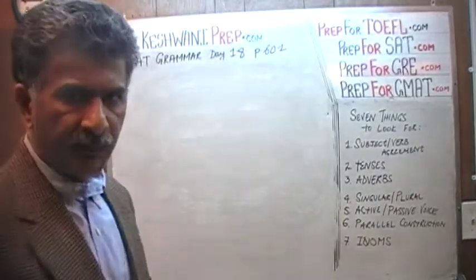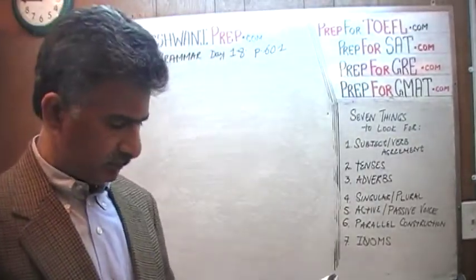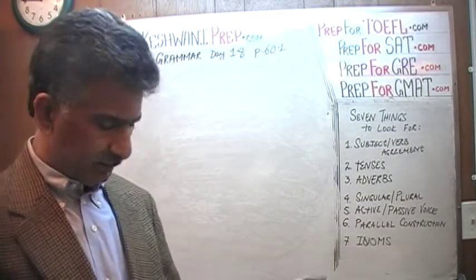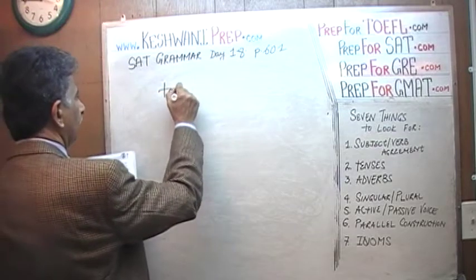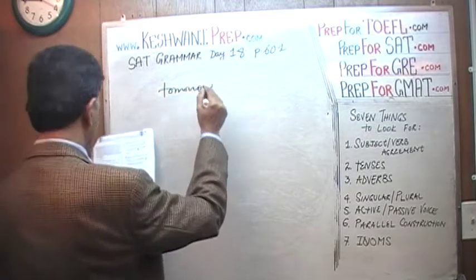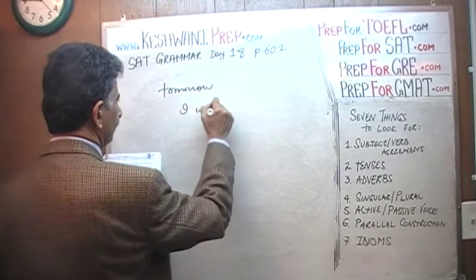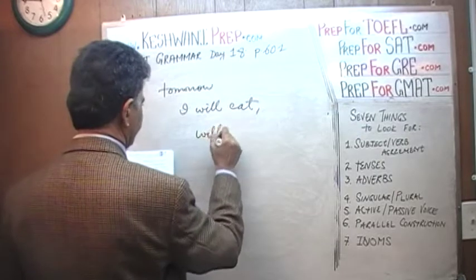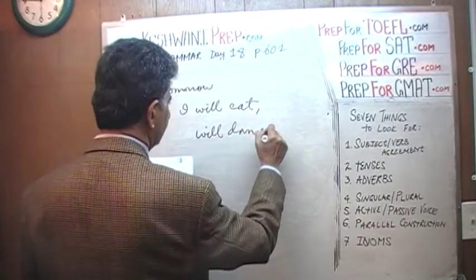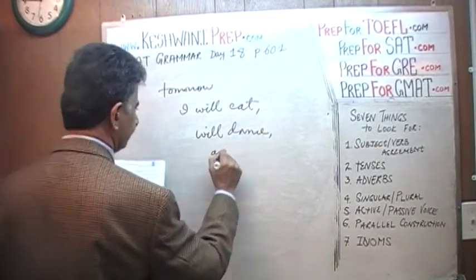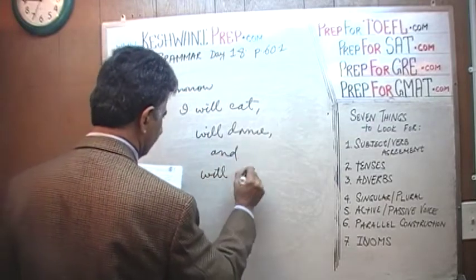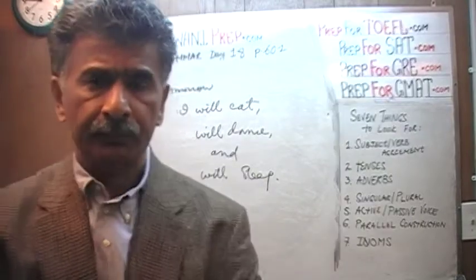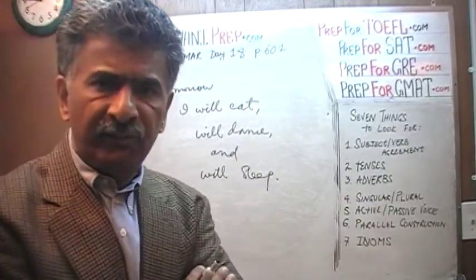Like I said, they're very straightforward. They're simple because these are easy questions. The labor union is... Let's tell you what, before we do the next one, before we do number 13, let's do this one. Tomorrow I will eat, will dance, and will sleep. Is this sentence okay? Do you like this sentence? Is it okay, or does it need fixing?